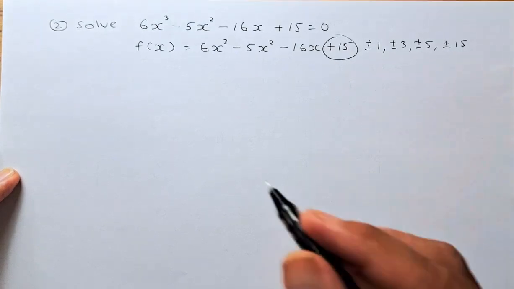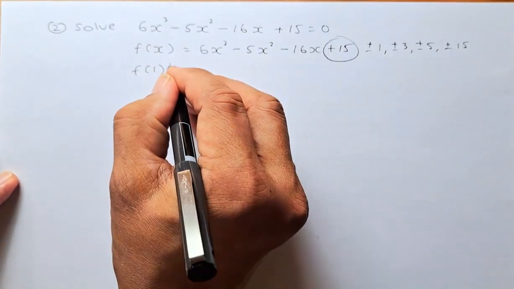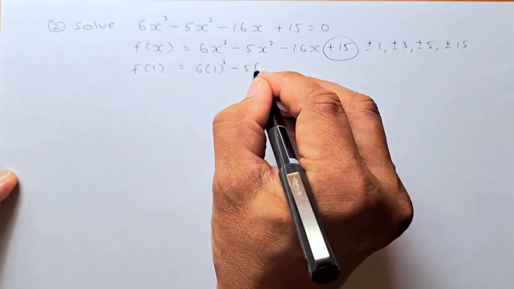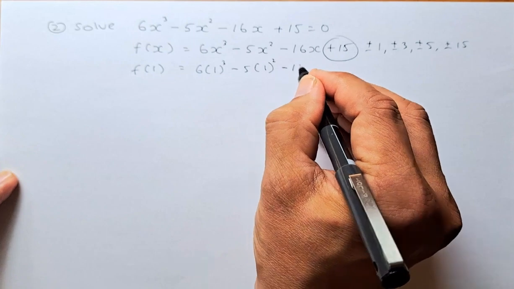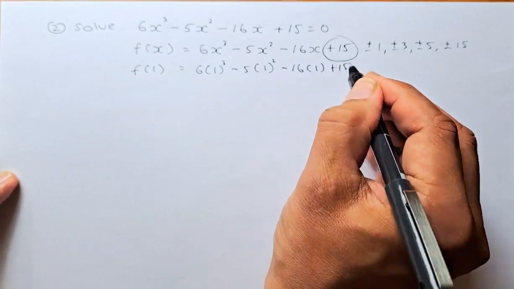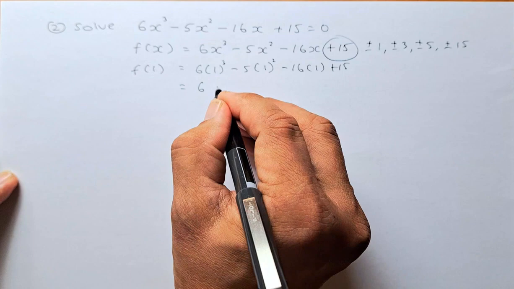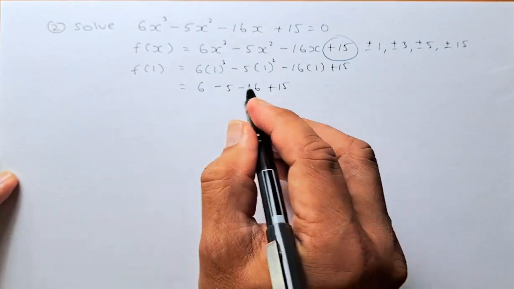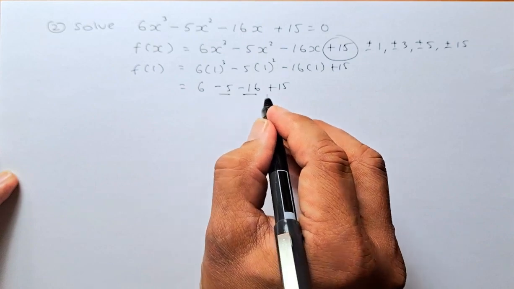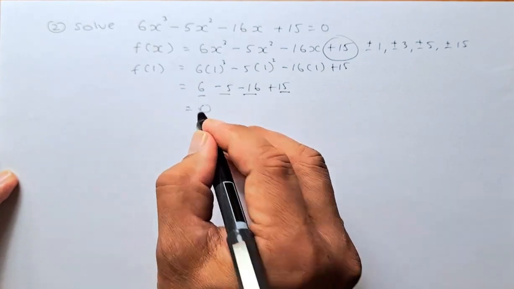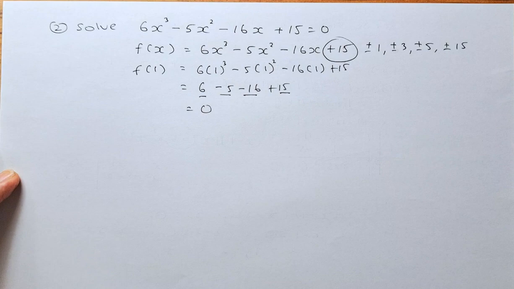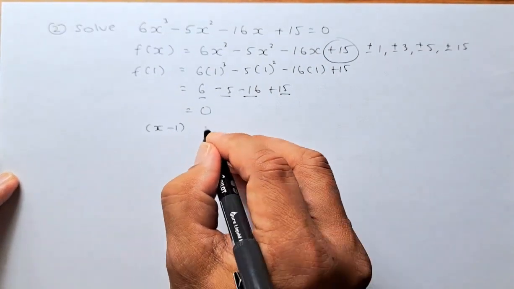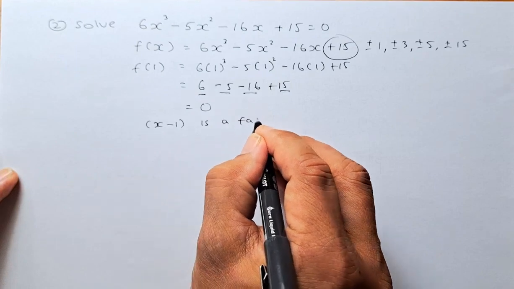So we try 1 first. f(1) is going to be 6 times 1 cubed minus 5 times 1 squared minus 16 times 1 plus 15. And you get 6 minus 5 minus 16 plus 15. And if you add them up, it's going to be minus 21 plus 21, so that will be 0. So f(1) is 0, so you write down x minus 1 is a factor.